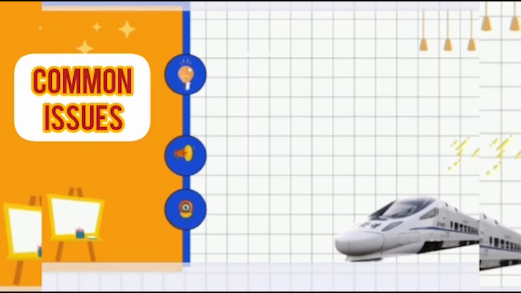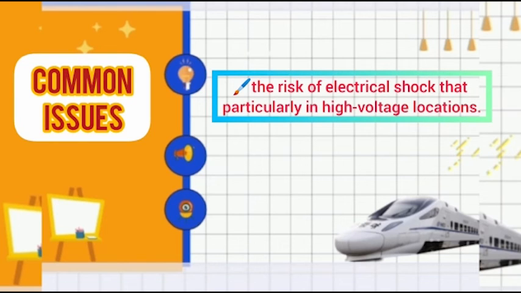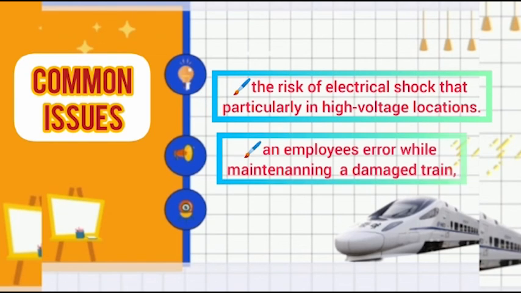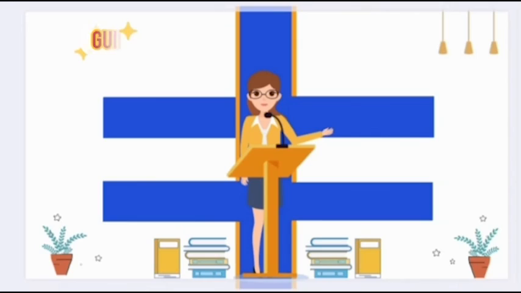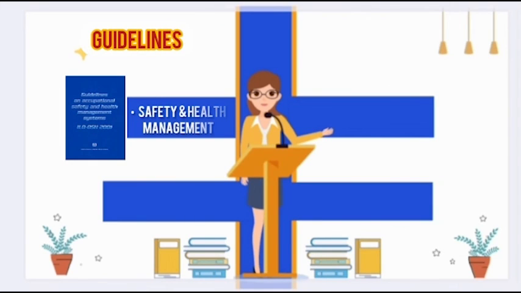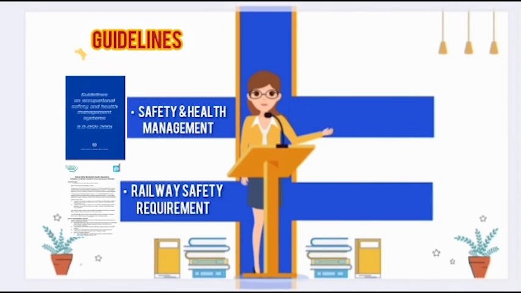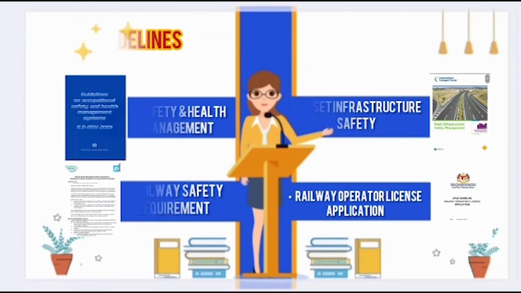Among the most common issues in railway construction include the risk of electrical shortage, particularly in high voltage location, and the employees' error when maintaining a damaged track. These are some example guidelines such as safety and health management, railway safety requirement, and asset infrastructure safety.